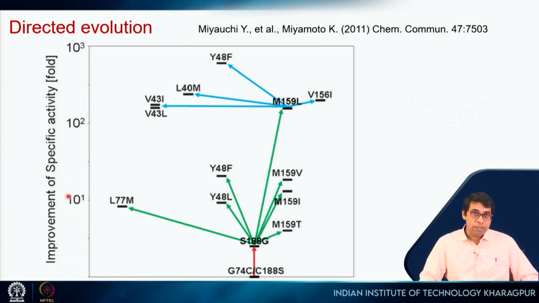So specific activity is increasing in this direction. So this is 10-fold, 100-fold and 1000-fold, right? It was found that not serine but glycine gives you a better activity. So that was taken as the next prototype for the next round of improvement, and many more mutations were found, right? And then the second round gave you many more mutations, right?